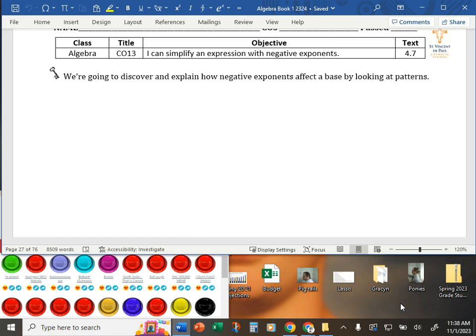We are going over rule number 4 of 5. We're almost done, my goodness. With CO13, what happens when you have a negative power? Right? Now, you've actually come across negative powers before.